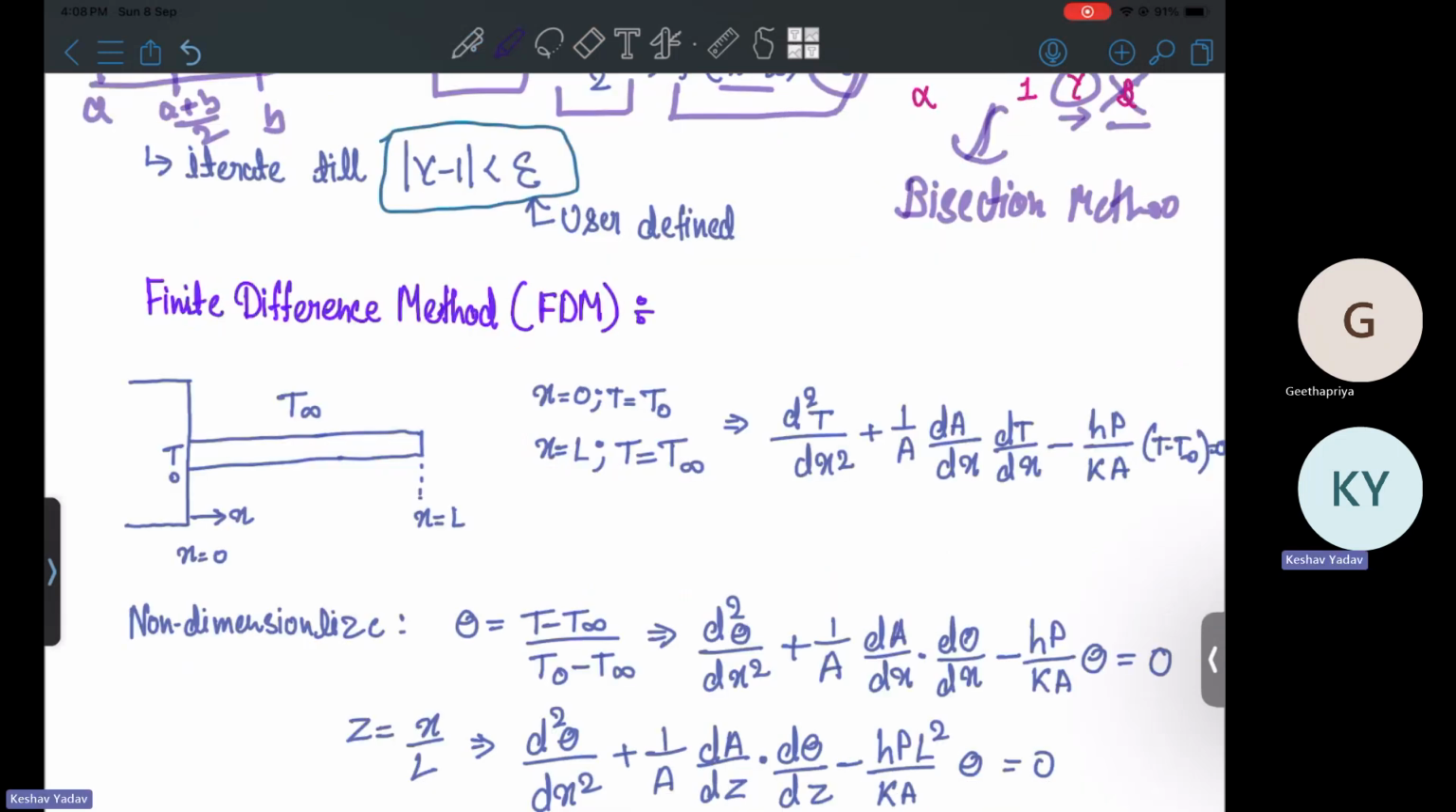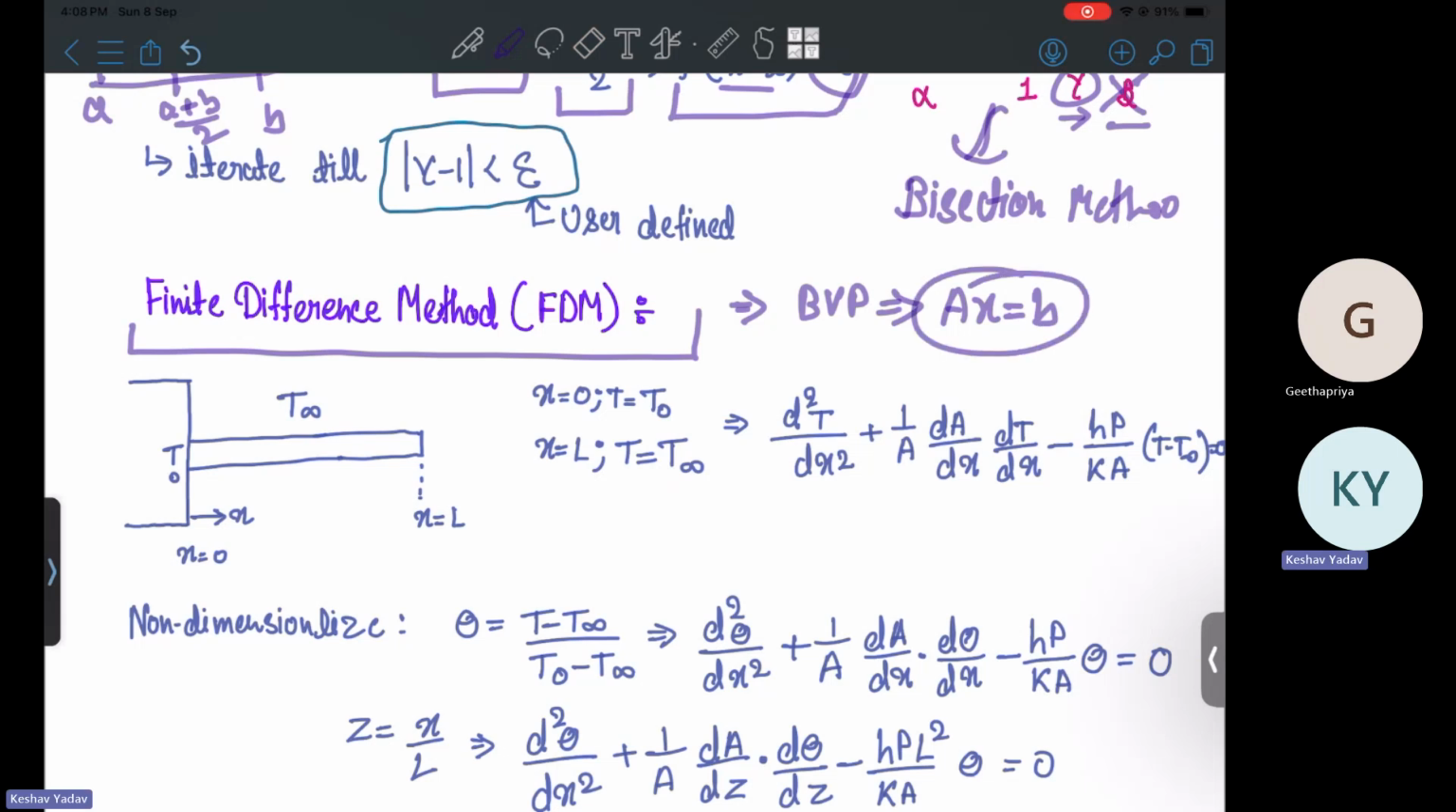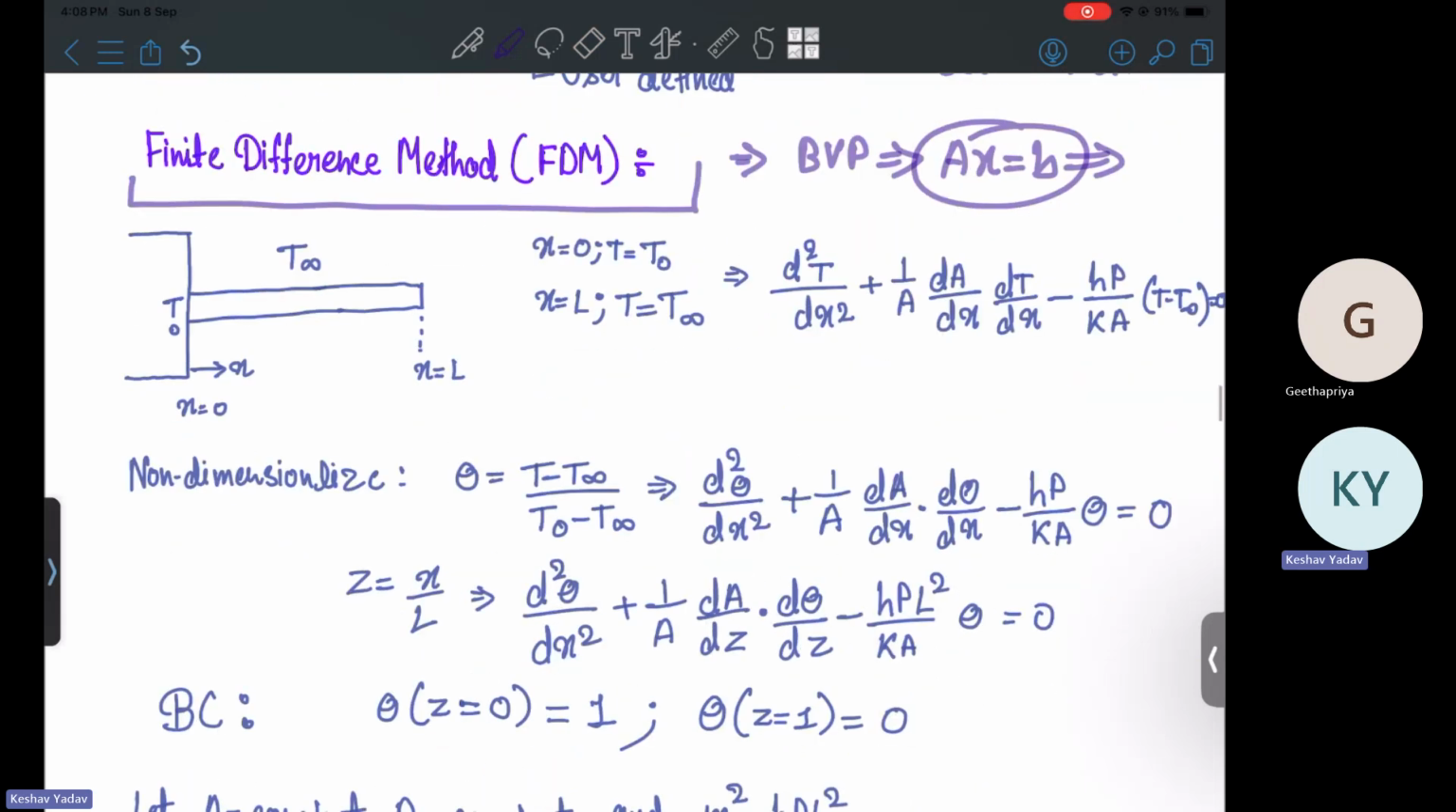Then we come towards the finite difference method. Means the boundary value problem will be solved directly and converted into a set of linear equations, and this linear system will then be solved. So let us consider a physical problem to understand that. I have a fin here. This is called a fin, the extended surface.